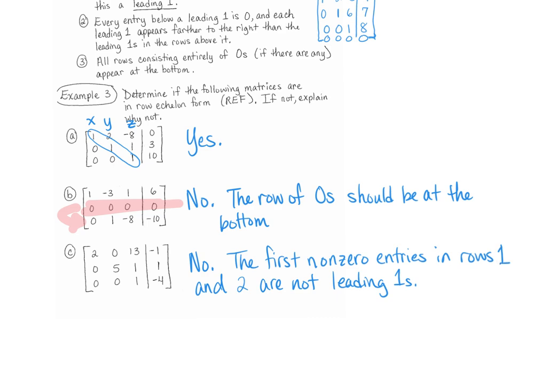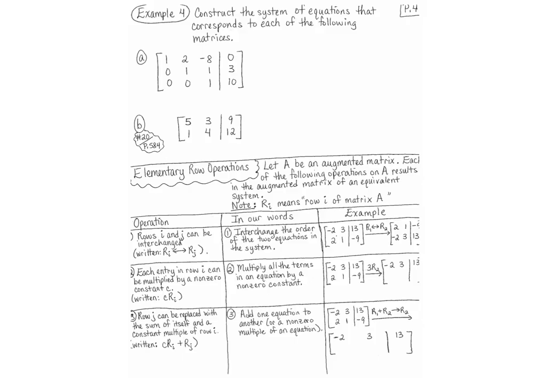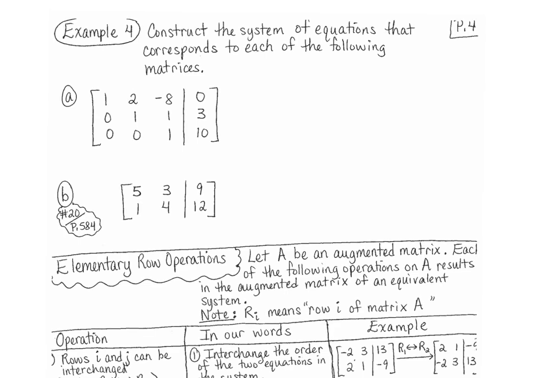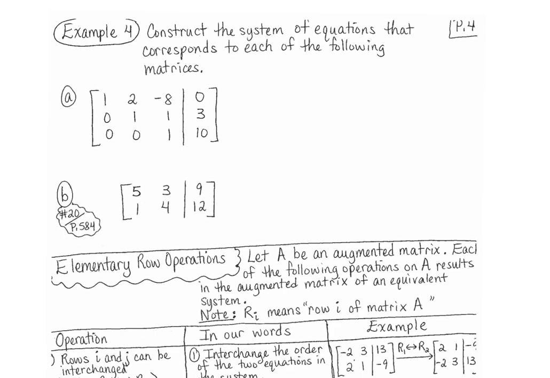Very good. So in particular, we looked at these two. They don't work. So those are not in what form? Row echelon form. You got it. Okay? Now, example 4. Given the following, what kind of matrices? Augmented matrices. Construct the system of equations that corresponds to each of the following matrices.